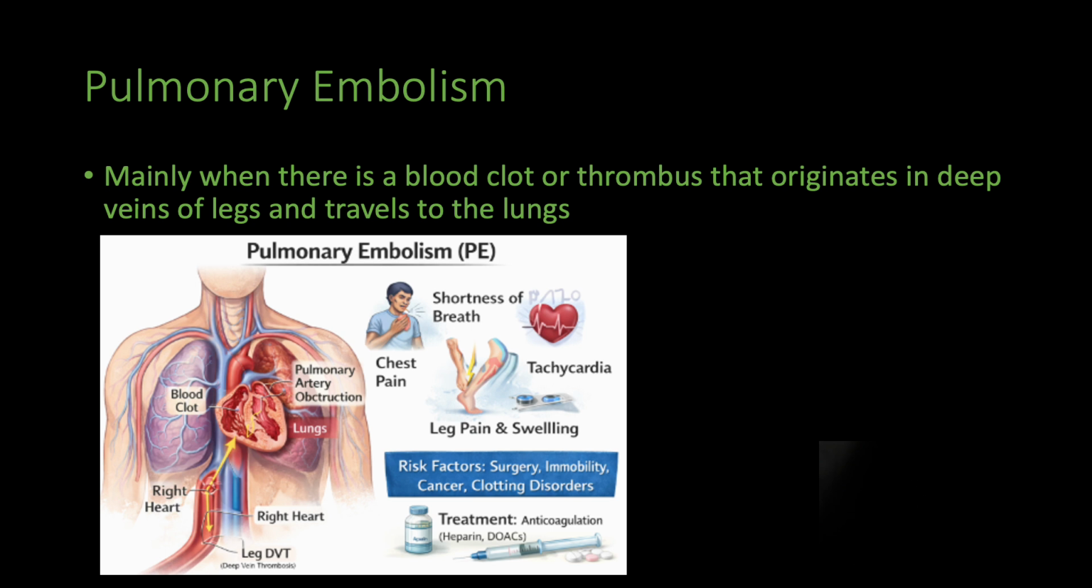In terms of treatments, as I mentioned and as you see in the picture here, anticoagulants like heparin and DOACs, which are direct oral anticoagulants, are typically used to break up that clot so that the blood can flow through the arteries, so that oxygen exchange can occur and there is less strain on the heart. When these medications are taken, it will help relieve the patient from the symptoms they experience when they have pulmonary embolism.